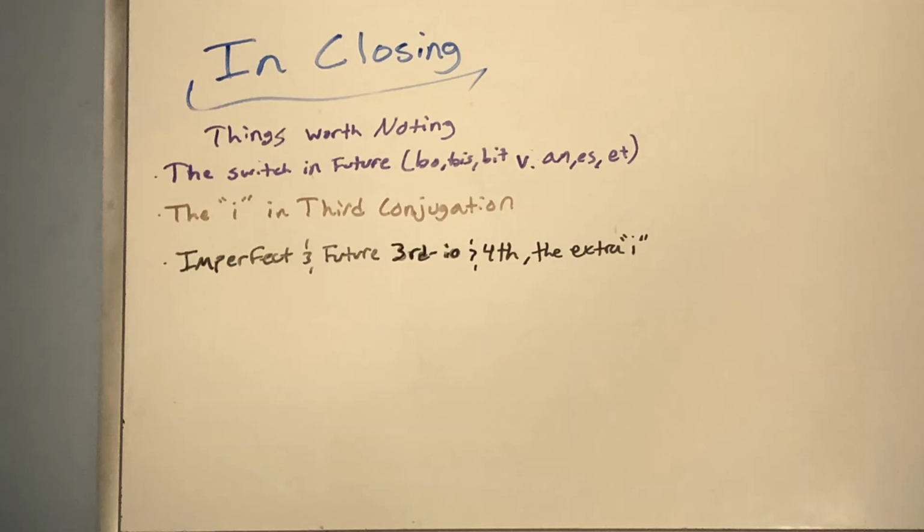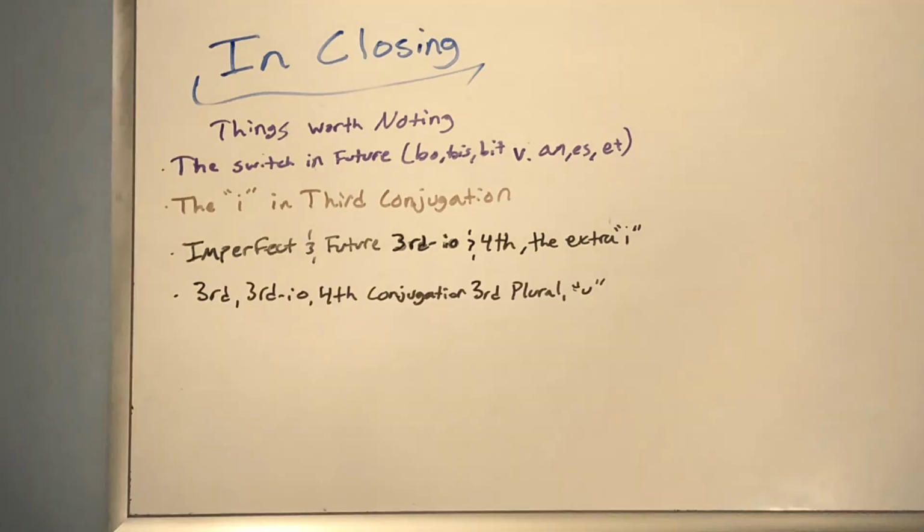Third io and fourth conjugations, as I just said, for the third person plural, it will have that u. This is for present tense. Just remember that u, so it's not ducint, it's ducunt. It's not capient, it's capiunt. It's not audient, it's audiunt. Remember that unt ending. Remember that extra u.